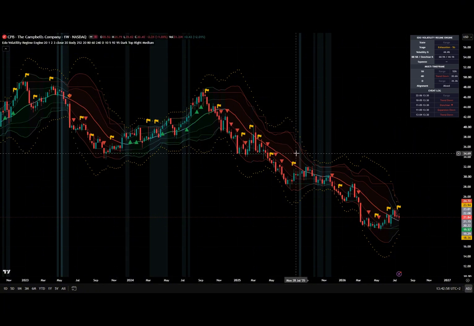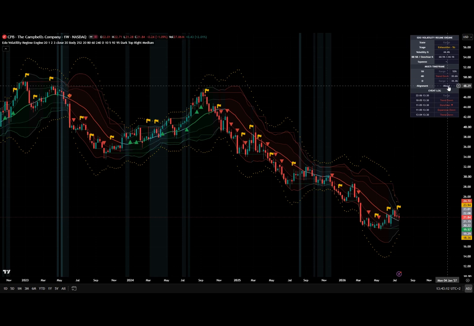To recap, Edo Volatility Regime Engine does not generate entry signals and does not predict tops or bottoms. It classifies volatility into regimes, tells you how mature the current one is, checks 3 lower time frames, and keeps a dated log of every change.